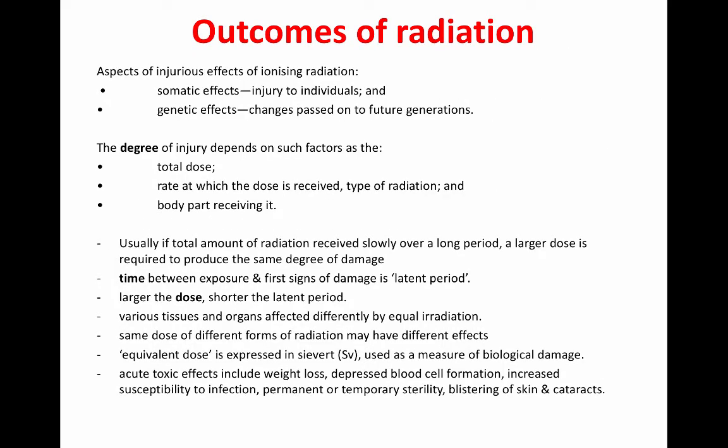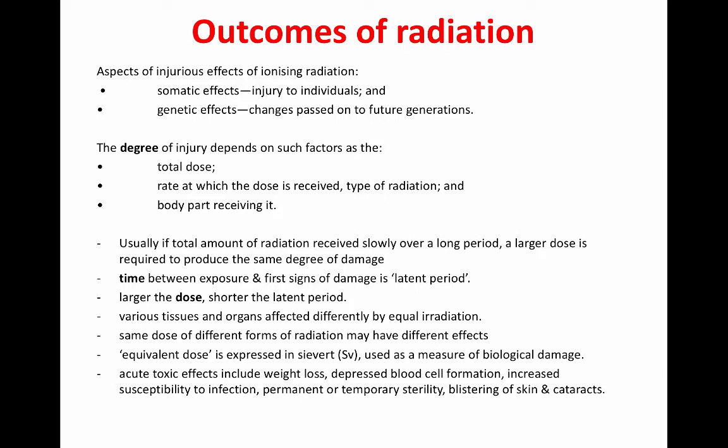The outcomes of radiation have different injurious effects. With ionizing radiation, there's the somatic effects, injury to individuals, and genetic effects, which can be passed on to future generations. The degree of injury depends on such factors as the total dose and the rate at which the dose is received, the type of radiation, and the body part receiving it.